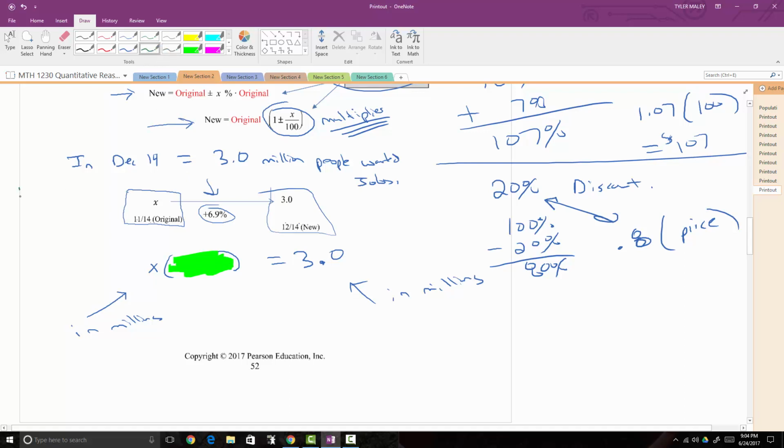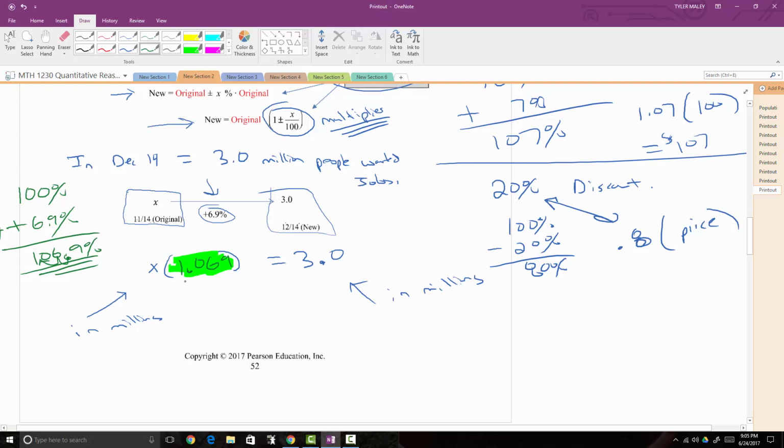So if I originally had just 100%, that means that I wouldn't have any change. But since I went up plus 6.9%, if I add those together, I get 106.9%. So this correlates to a factor, a multiplier of 1.069. Converting that into decimal form, we just move 2 spots to the left, so 1.069.